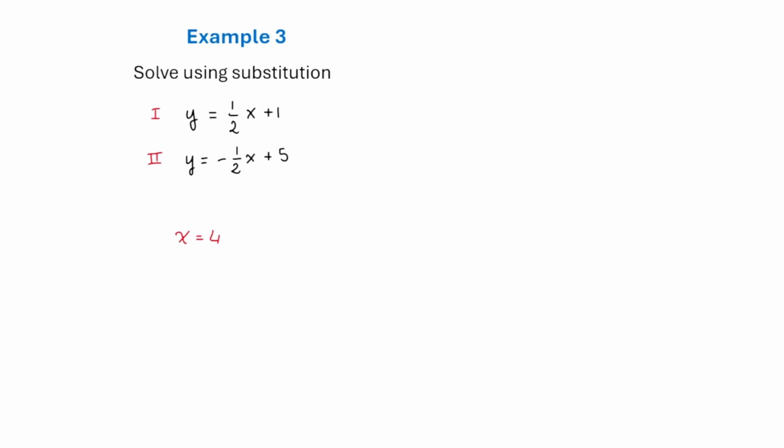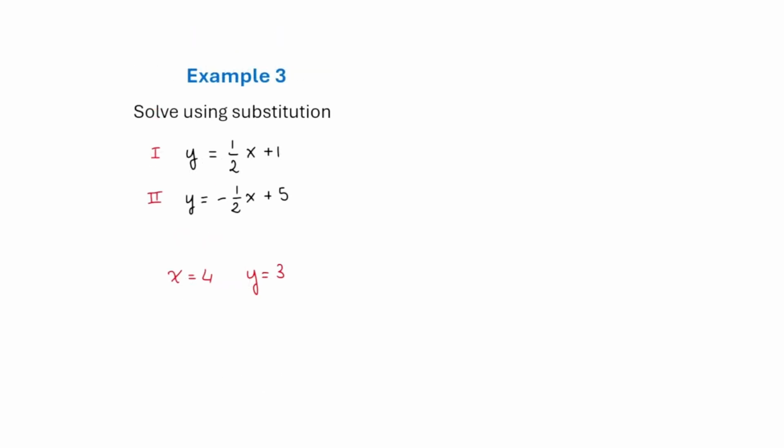We have found x. To find y, substitute x is equal to 4 into either equation. We will use the first one. Y is equal to 1/2 x plus 1. So y is equal to 1/2 times 4 plus 1. 1/2 times 4 is 2. So y is equal to 2 plus 1. Y is equal to 3. The solution is x is equal to 4 and y is equal to 3. As a coordinate point, open bracket 4, 3, close bracket.